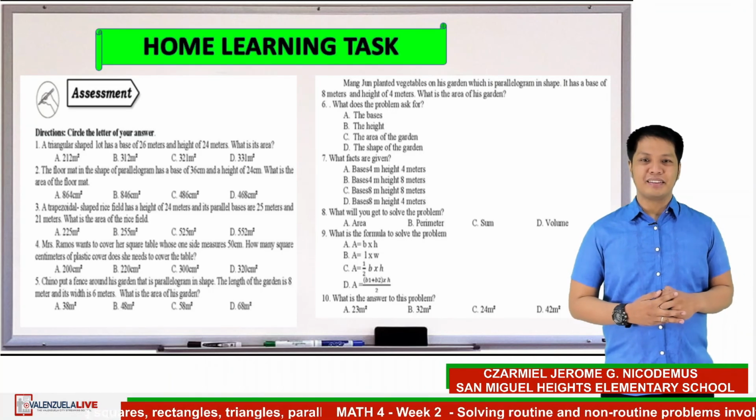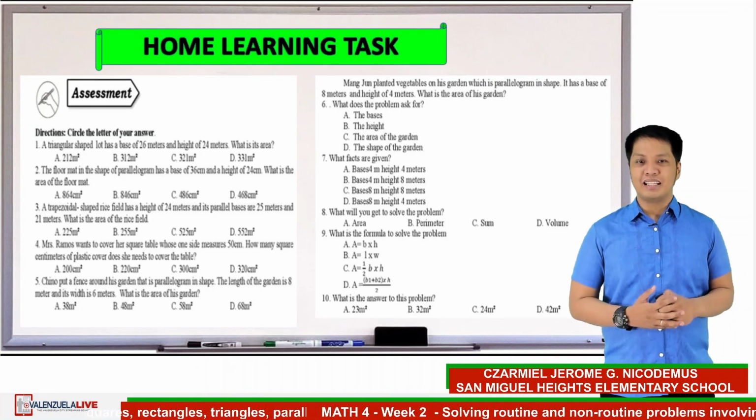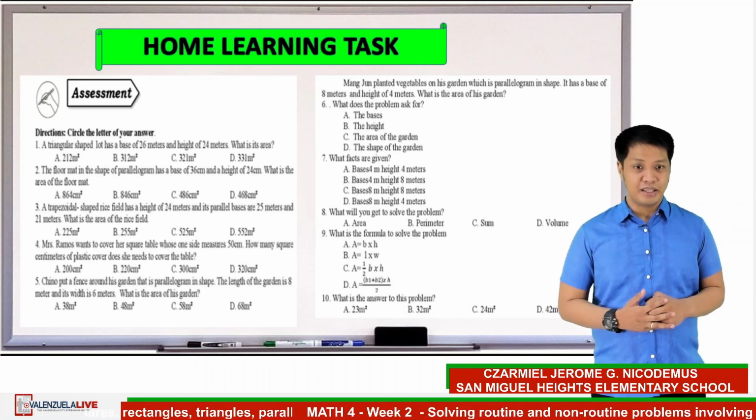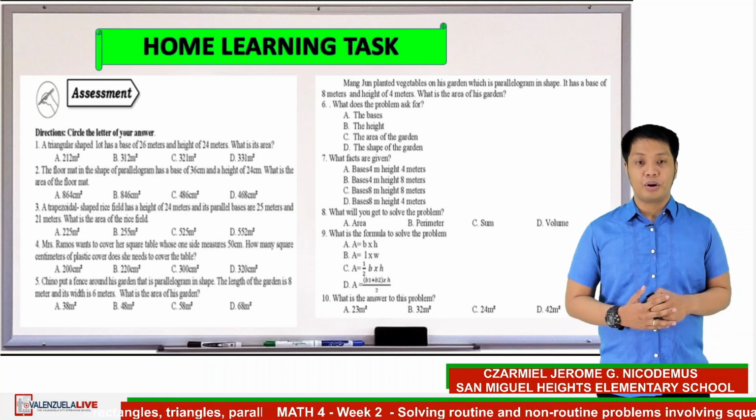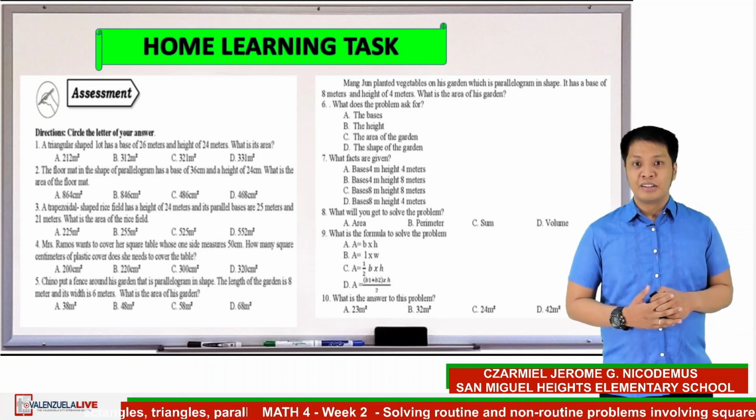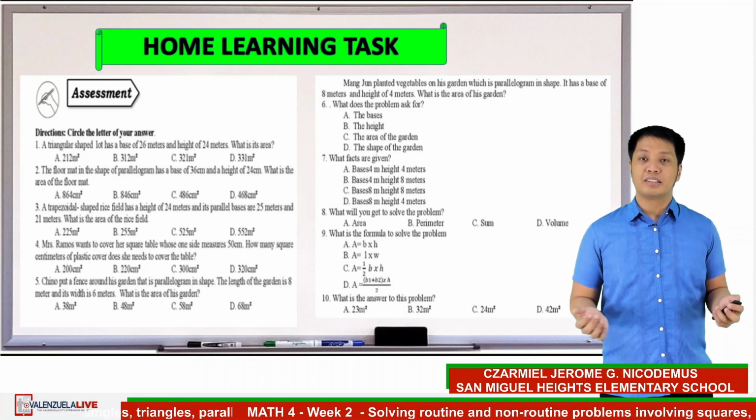For your assignment or home learning task, you need to answer the assessment on pages 7 to 8 of your learning packet for mathematics fourth grading. Your teacher will check if your answers are correct.